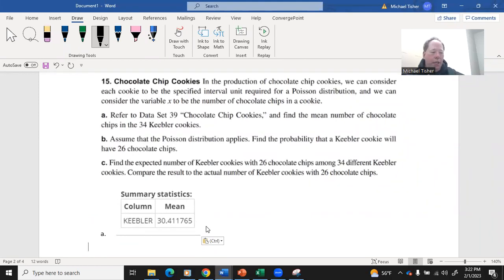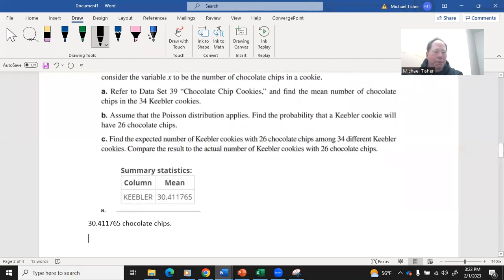And so that's going to be in chocolate chips. Now I've seen chocolate chip cookies with maybe 5 chips or 10 chips, but having 30 chips on one cookie is pretty cool. I like it. That would certainly please me for sure. All right, so we have that right there. And then now B part.